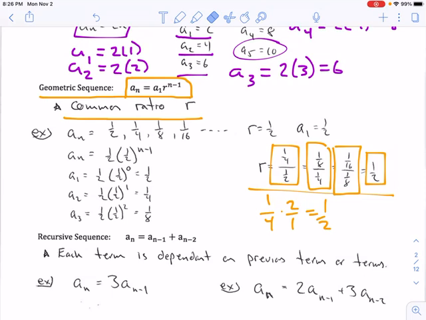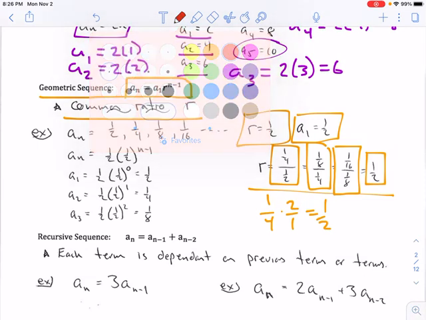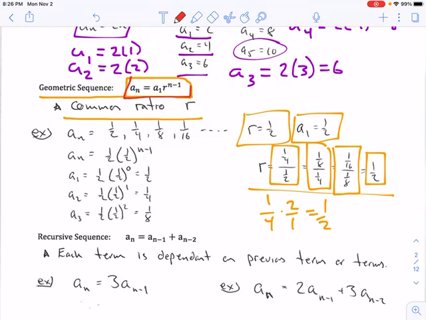So once we know what the common ratio is, we know what the first term of the sequence is. A sub 1 is 1/2, r is 1/2. We can put that together in the formula that we identified up here. So that's what I did right here. A sub 1 is 1/2, r is 1/2, raised to the n minus 1 power.